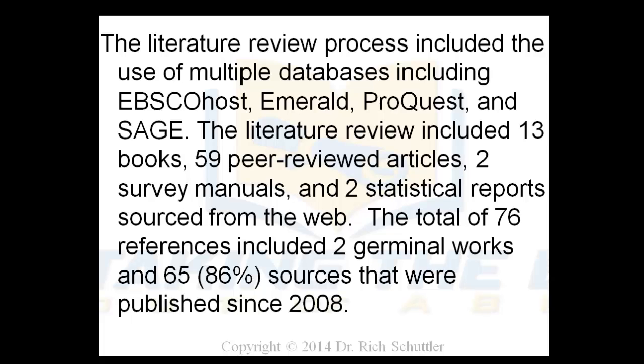The literature review included 13 books, 59 peer-reviewed articles, 2 survey manuals, and 2 statistical reports sourced from the web. The total of 76 references include 2 journal works and 65 or 86% sources that were published since 2008. So here we see she's not only given us the information on how many she picked up from what location, but helps us to understand that 86% were within the last 5 years. Again, you can see the value just in this paragraph of the level of her work that you would find and expect in the rest of the chapter.